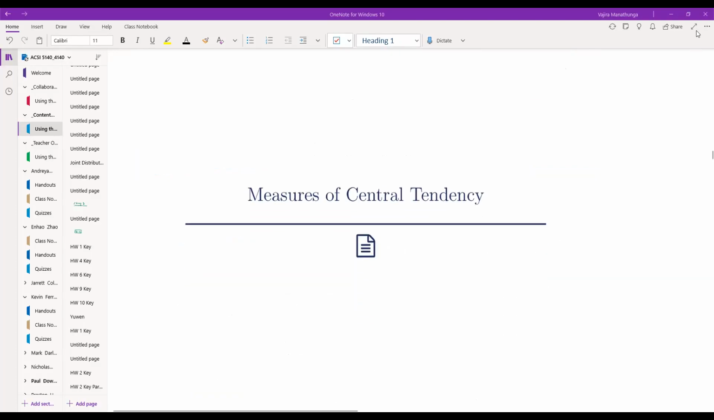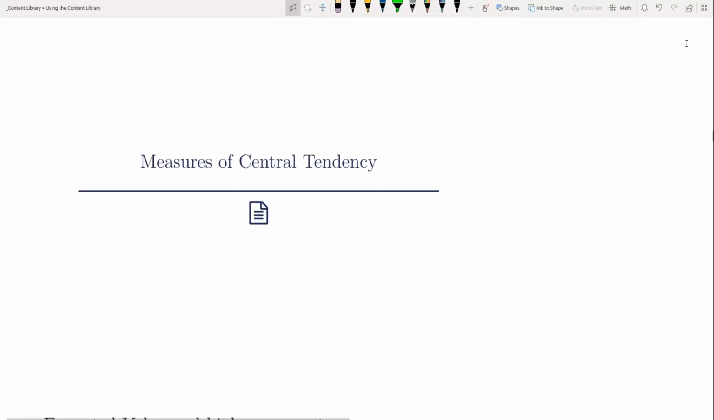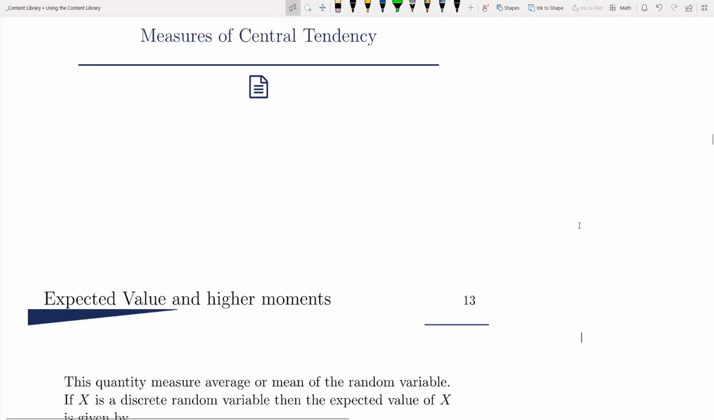Hello, everyone. Today we are going to go through the next part of module 4, measures of central tendency. We are focusing on discrete random variables, and we are trying to understand how to measure the central value that the random variable can take, or, distribution-wise, what the central value is.